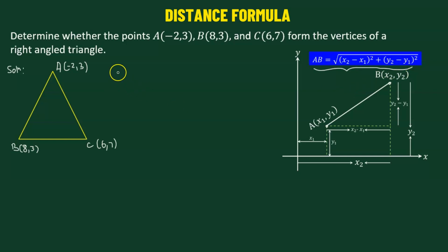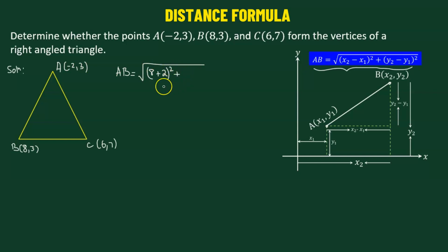Now let's apply this formula. So we can find the length AB first. AB is going to be equal to the square root. Underneath the square root, first we will take the difference of the x coordinates. We'll start with B, the x coordinate of B, that's 8, and from here we subtract the x coordinate of A, which is -2. Subtracting -2 will make it positive. We have 8 plus 2, squared.